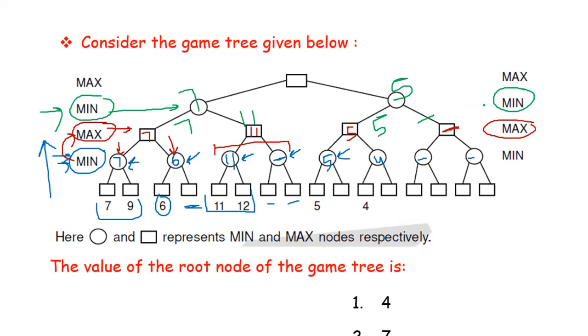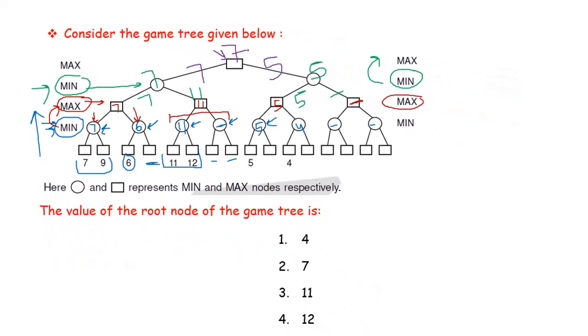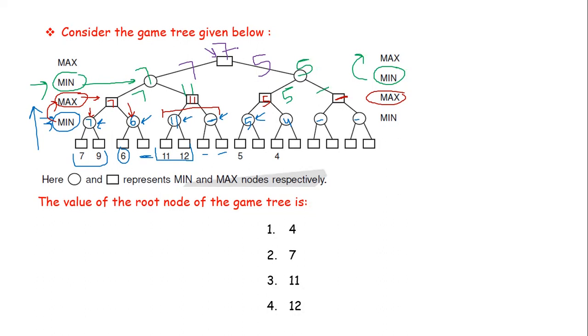Again we will move one level up, that is the max level. For the max level we will try to maximize our value. On the left child we have 7 and on the right child we have 5. So the maximum of 7 and 5 will be 7. And this is our last level, the topmost level. Here we get our desired value. The value of the root node of the game tree is 7.